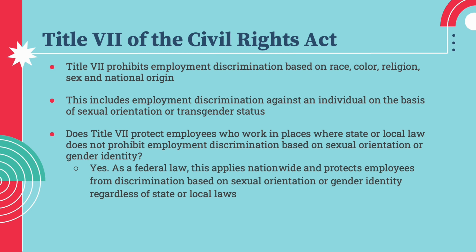So does Title VII protect employees who work in places where there's state or local law that does not prohibit employment discrimination based on sexual orientation or gender identity? And the answer is yes. So as a federal law, this applies nationwide and protects employees from discrimination based on sexual orientation or gender identity, regardless of state or local laws.